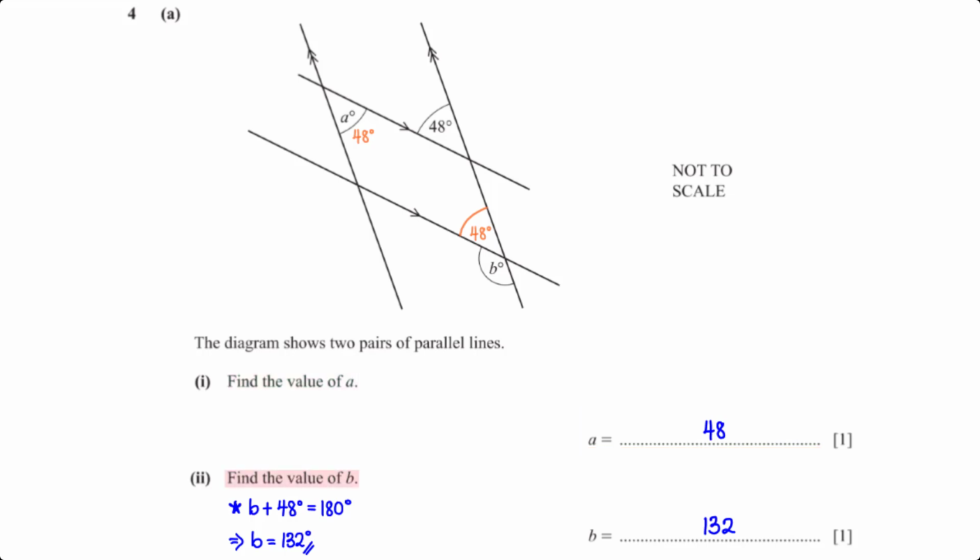Find the value of B. If we focus on this pair of parallel lines and the transversal, we see that these angles are corresponding angles. Corresponding angles are equal. Angles on a straight line add up to 180 degrees. So B plus 48 degrees should be equal to 180 degrees. When we subtract 48 from both sides, we get 132 degrees.